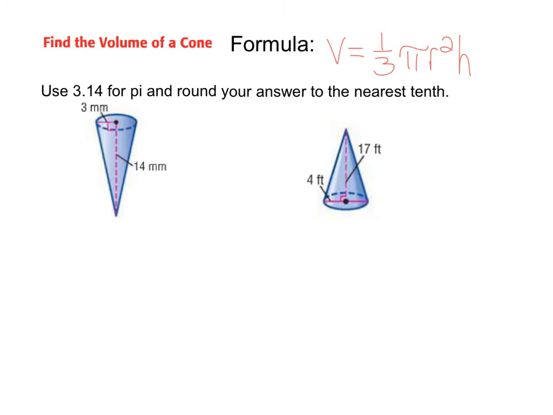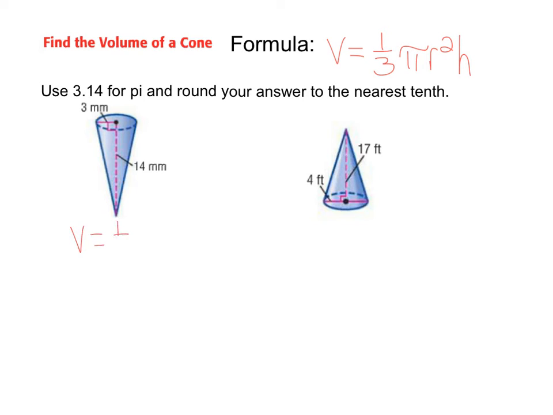So it's just like the cylinder formula here, but it's 1/3 of it because it takes 3 of these to fill a cylinder. So we have to deal with this fraction. Not going to be a big deal. Just pay attention to what I tell you to do. Okay? So this first one says to use 3.14 for pi and round your answer to the nearest tenth.